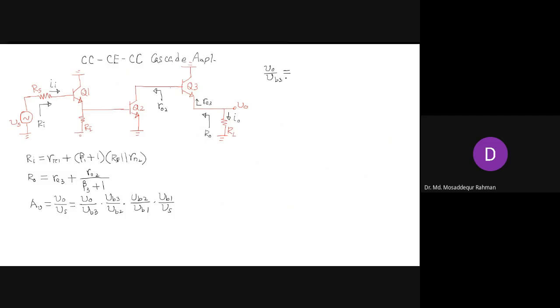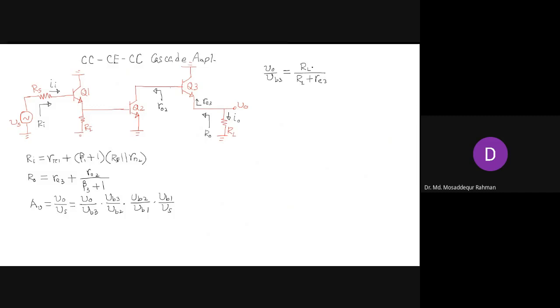This is the gain of the common collector, no? Yes, sir. It's very simple, not difficult. Sir, RL divided by RE plus RL. Right. So that will be RL divided by RL plus re3. So that will be the gain expression.